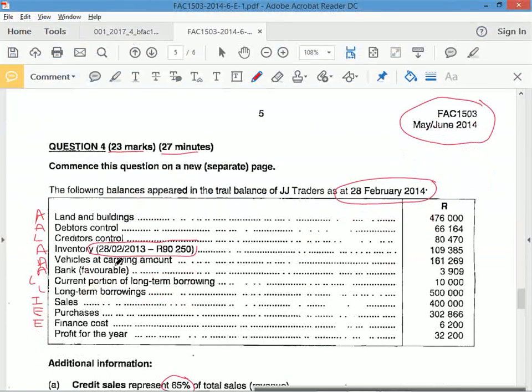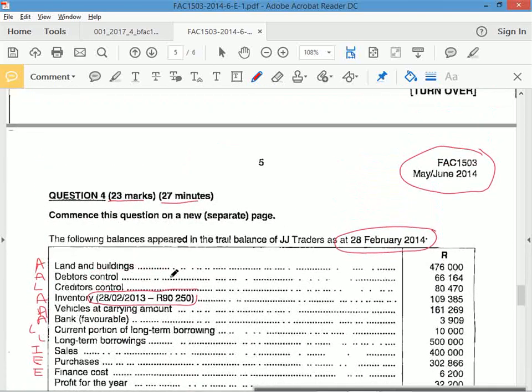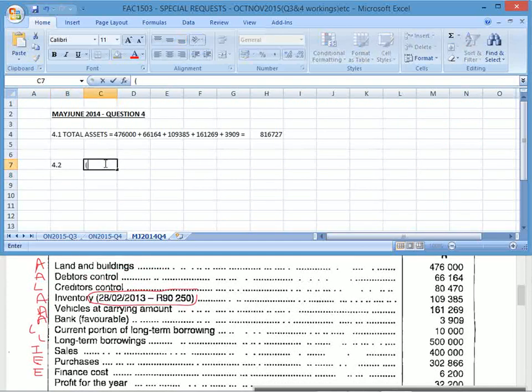4.2. What else do they want? Acid test ratio. So now we need to write down the formula. Current assets minus inventory over current liabilities. Okay, so I'm looking for my current assets. Land is a long-term asset. Debtors is a current asset. So there's one, 66164. Creditors control is a liability, so we'll put that in the denominator. So brackets, divide by, open brackets, creditors, 80470. Okay, you can show this separately if you want to. I'm just discussing it, we can see everything on screen.